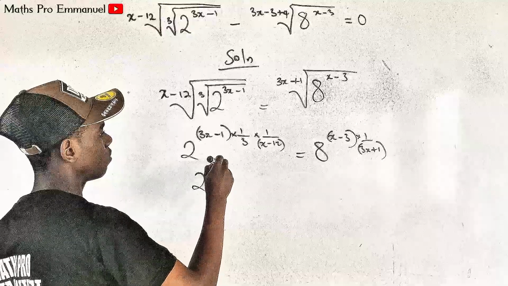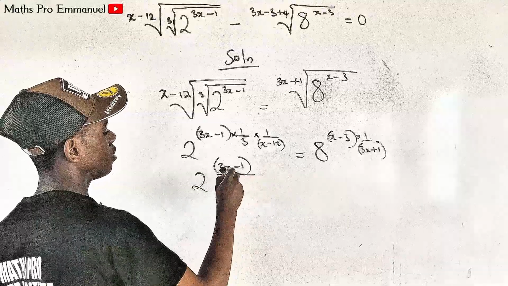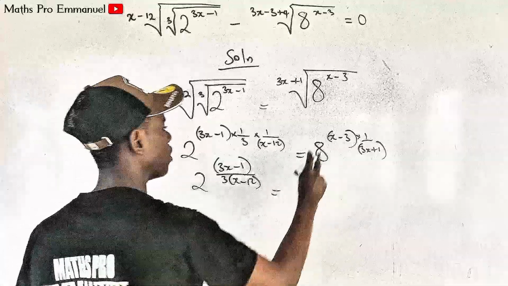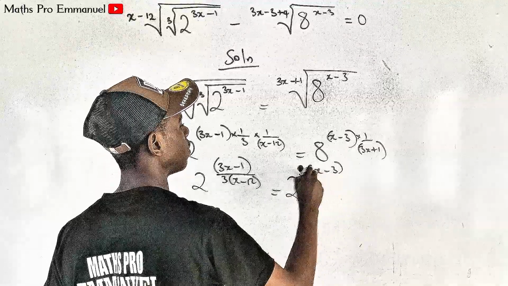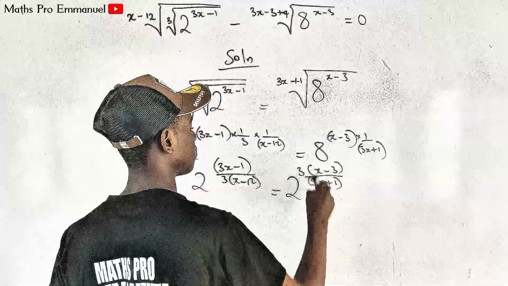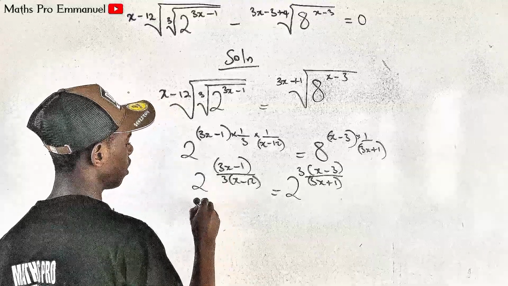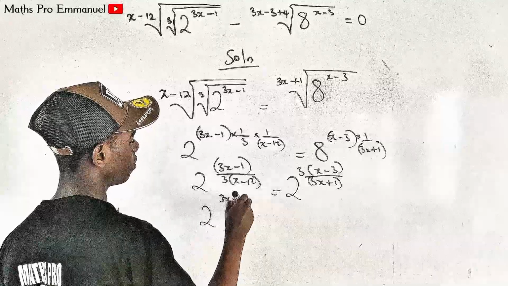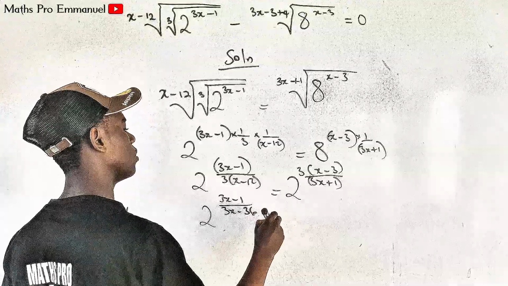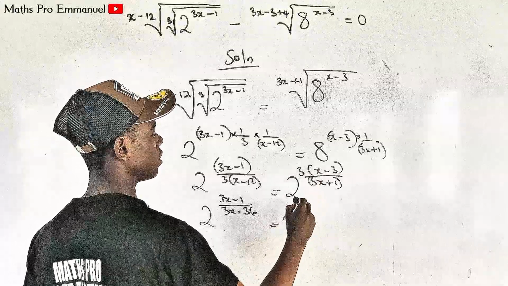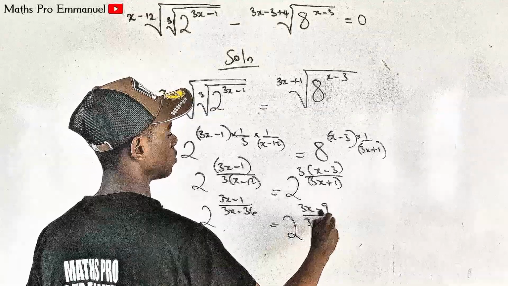Now I have 2 raised to the power of 3x minus 1 multiplied by 3 times this, 3 into x minus 12. Now 8 is the same thing as 2 raised to the power of 3. We multiply x minus 3 all over 3x plus 1. So here I have 2 raised to the power of 3x minus 1 all over 3 times this is 3x, 3 times this is 36. It will be equal to 2 raised to the power of 3 times this is 3x, then 3 times this is minus 9 all over 3x plus 1.